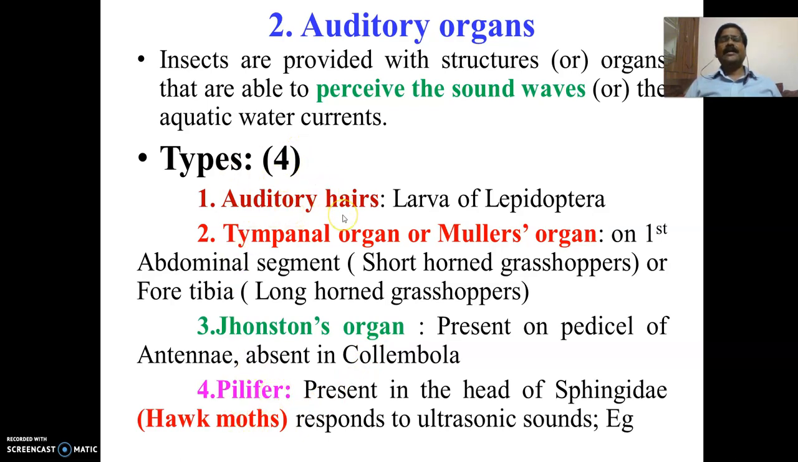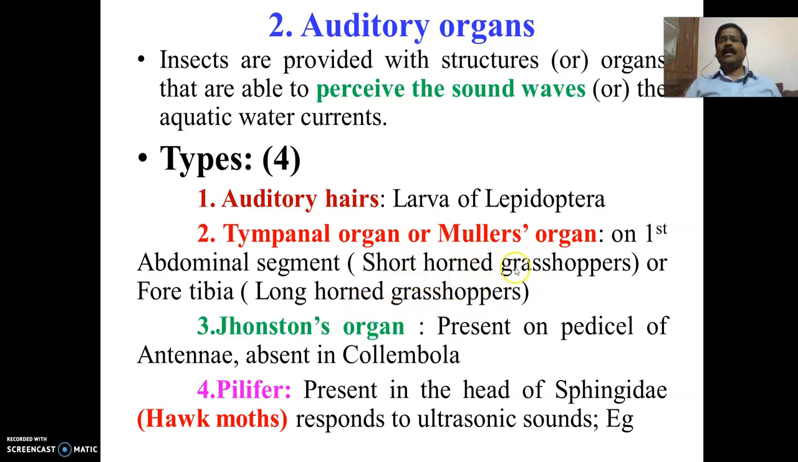Coming to the auditory hairs, these are present in the larvae of Lepidoptera, which you will see in the images later. Second one is tympanal organs, also known as Muller's organ, and these tympanal organs are very special types of auditory organs which are present in orthopteran insects like the short-horned grasshoppers as well as the long-horned grasshoppers.